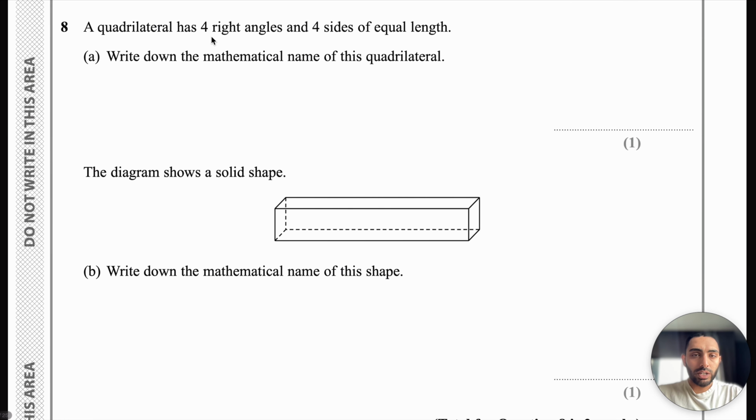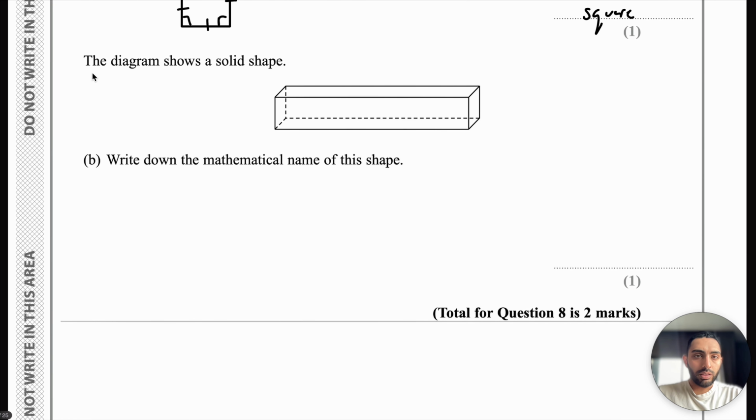Question 8. A quadrilateral has 4 right angles and 4 sides of equal lengths. Write down the mathematical name of this quadrilateral. Because they're of equal length, we're going to have a square. All of these are the same sides and all of these are right angles. So the only shape that it could be would be a square. The diagram shows a solid shape. Write down the mathematical name of this shape. So this one is just a cuboid.